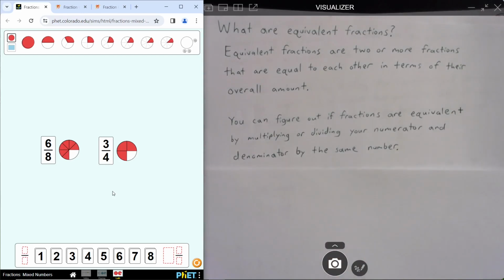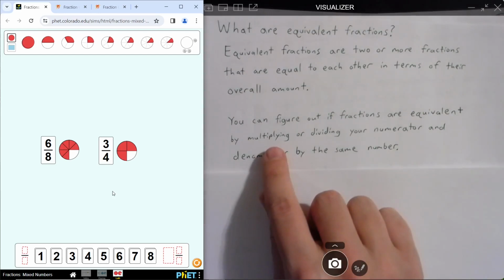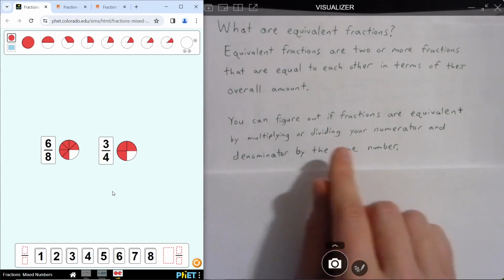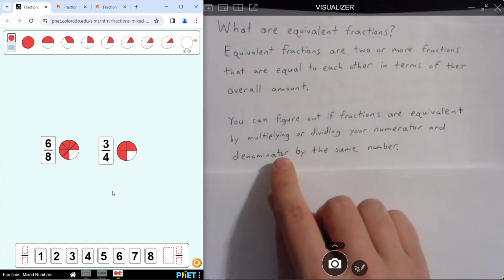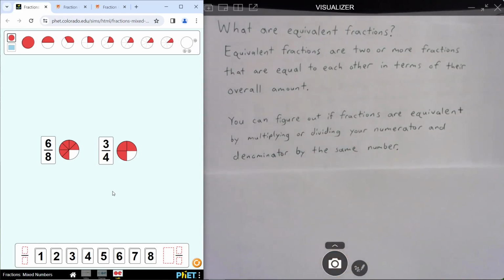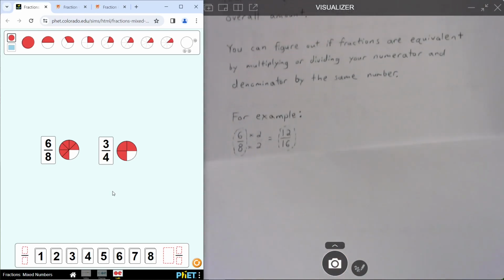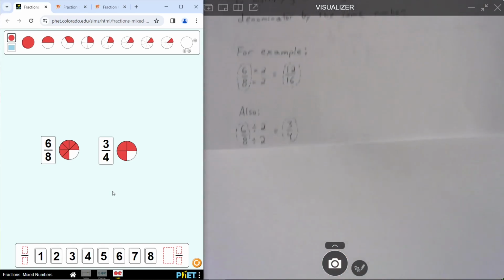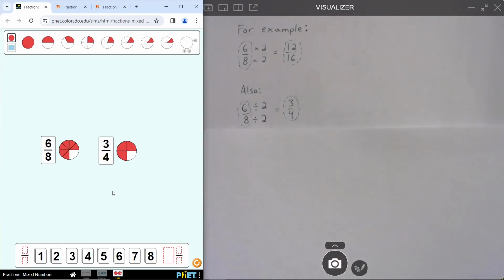You can figure out if fractions are equivalent by multiplying or dividing your numerator and your denominator by the same number. So we'll see what that looks like in a few examples that I have. So as you can see on the left side of your screen, I have two pictures. One picture is of 6/8.